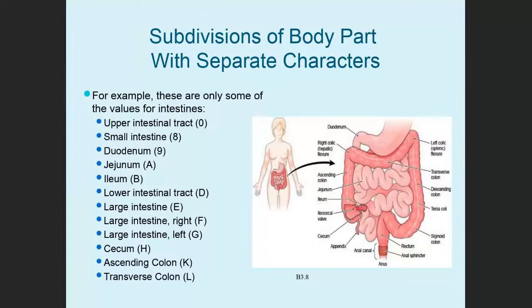Some body parts have a great number of separate characters. Here are only some of the values that are available for the intestines: 0, 8, 9, A, B, D, E, F, G, H, K, L, and this is only some of them.